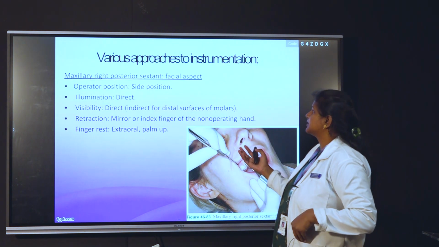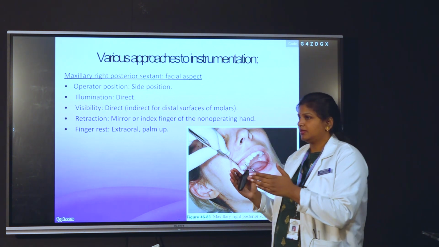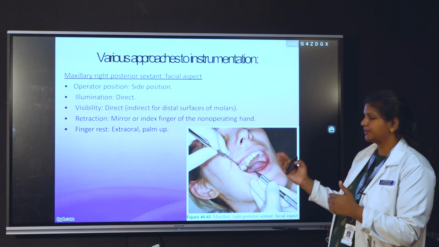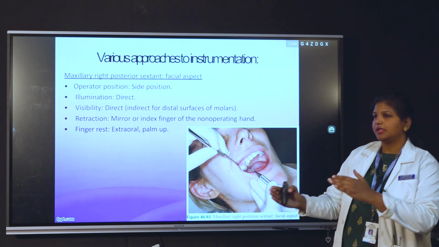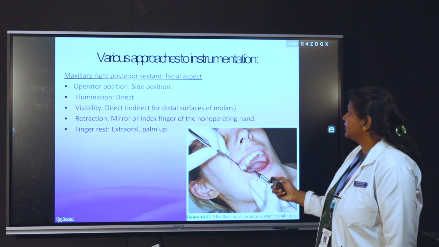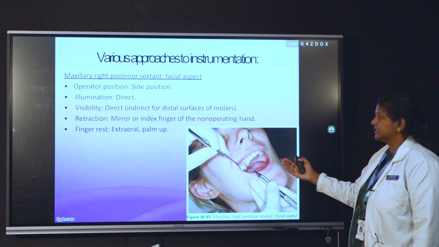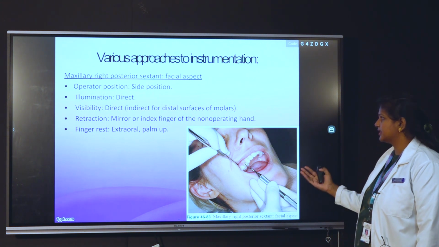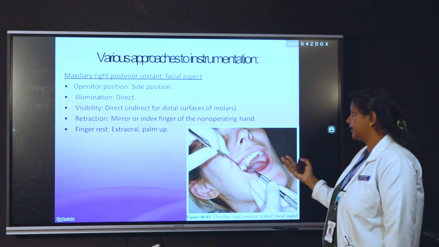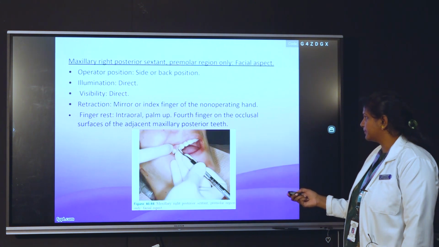So coming to the various approaches of the instrumentation, we have positions to treat the patient. If you are treating for the maxilla and if you are treating for the mandible, you have clinician positions to be attempted. Coming to the maxillary right posterior sextant, the operator position should be to the side of the patient. Direct illumination can be used, and visibility is direct or indirect with the mouth mirror, and the finger rests are extraoral and palm up.